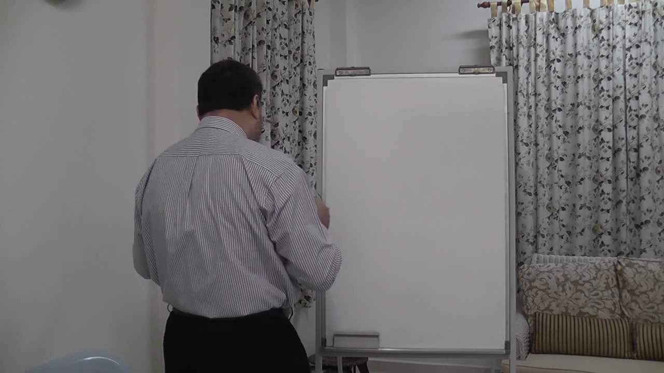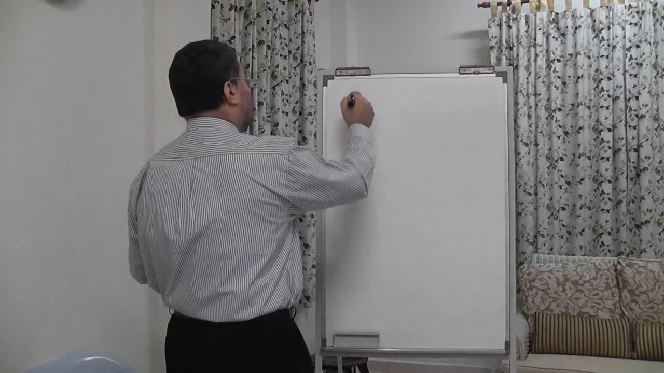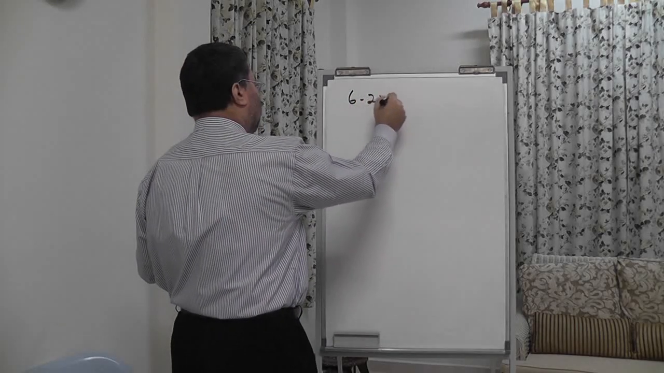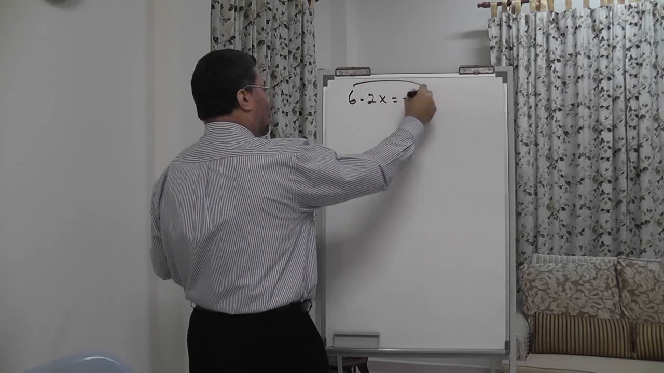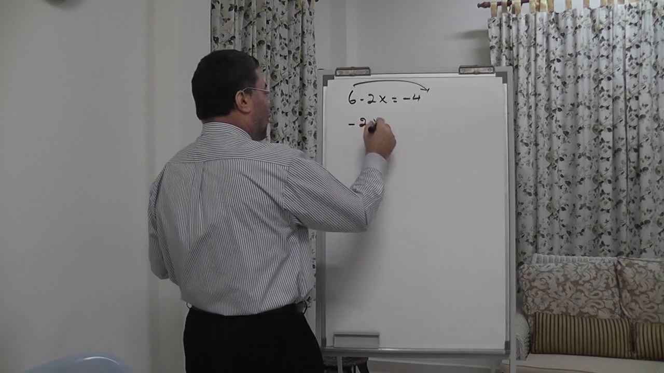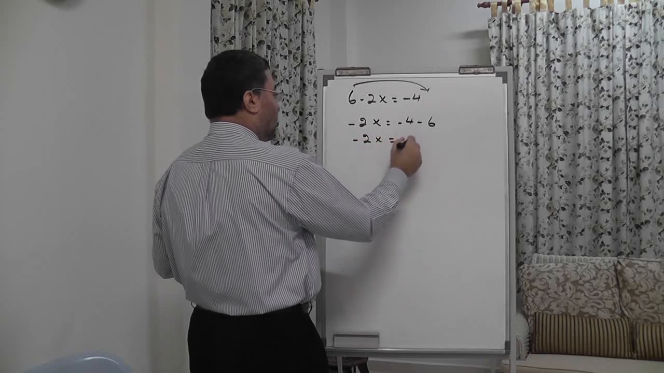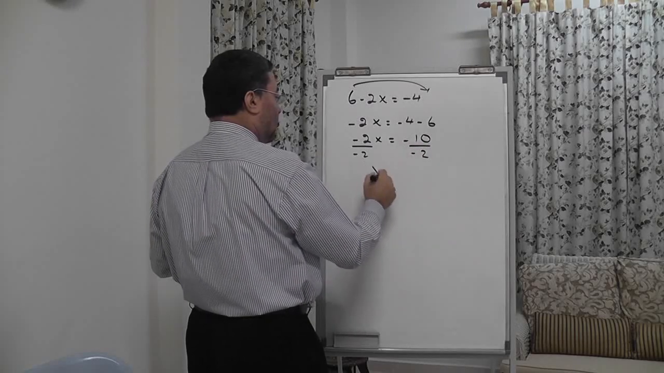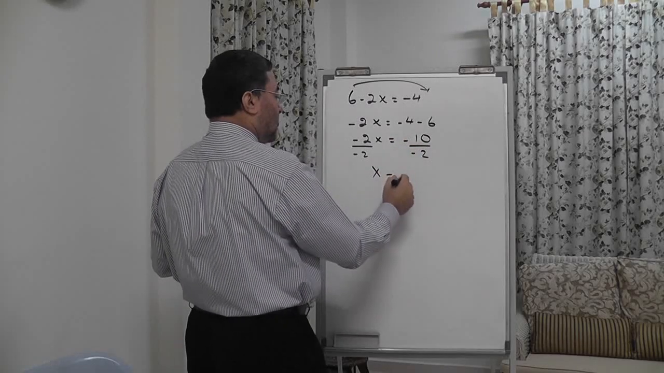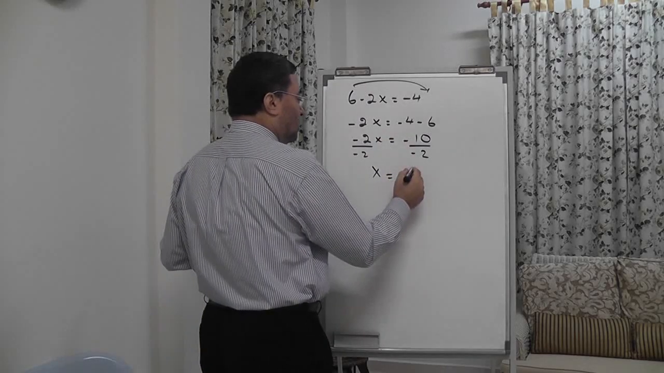Number 18, again we can rewrite this. Instead of minus 4 equals 6 minus 2x, we can put 6 minus 2x first, equals minus 4. We take the 6 to the other side, becomes negative, minus 2x equals minus 4 minus 6, minus 2x is equal to minus 10. And now we divide by minus 2, and we get x is equal to, these two are negative, divided by each other, so the answer will be positive. 10 divided by 2, that's 5.